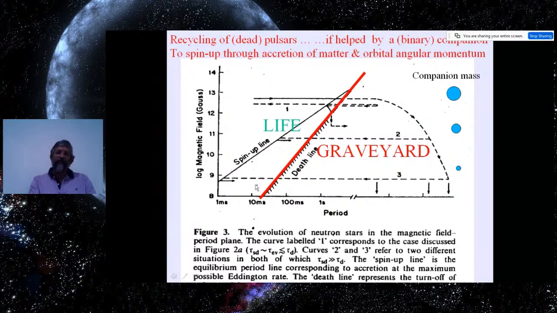And then when it's brought back, it will be in this region, but now you can see that it can be spun up to very short periods. This is where low mass X-ray binaries are the path to creating what are called millisecond pulsars.